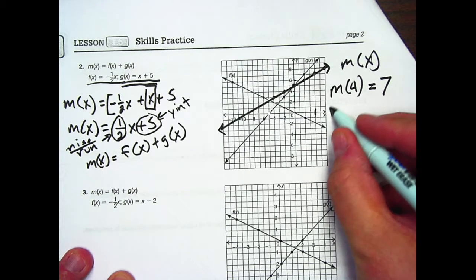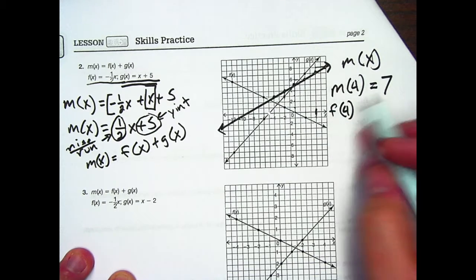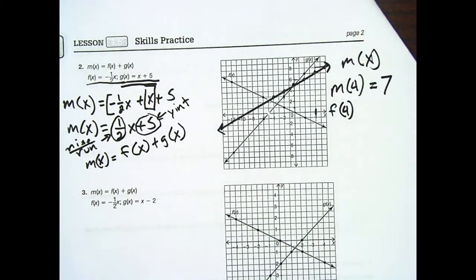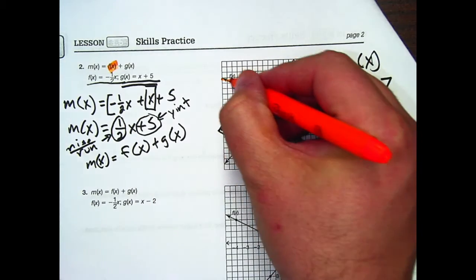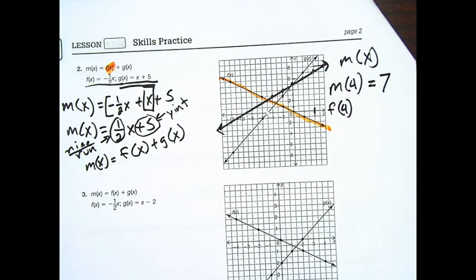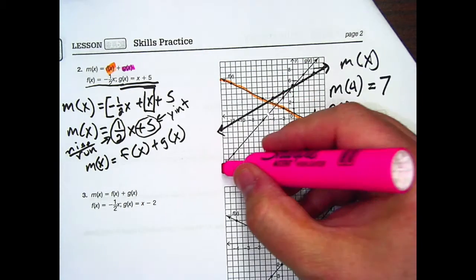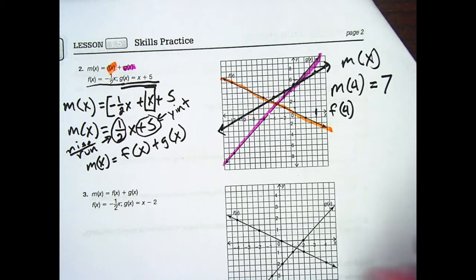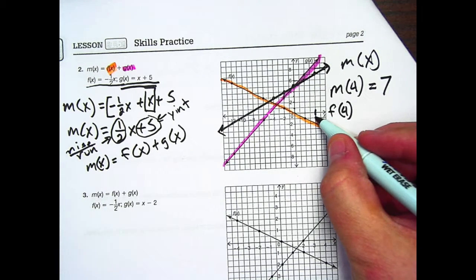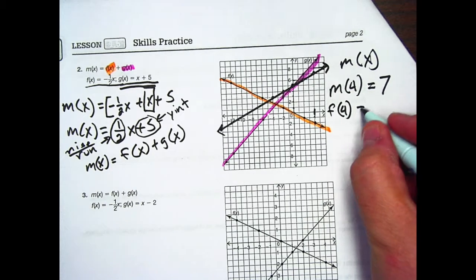Now let's look at f of 4. I'm going to look at my function f. Let me highlight f so we know which one's f and which one's g. F I'm going to highlight in orange, and that's this graph right here. And then I'm going to highlight g of x in pink, and that's this graph right here. So f of 4 is, what is my y value at x equals 4? Well, it's negative 2.